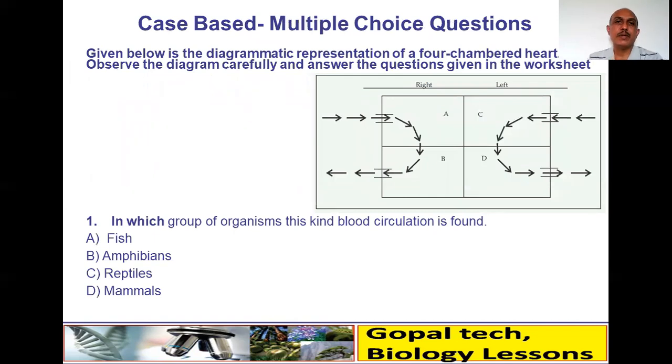Now come to the case-based multiple choice questions. Given below is the diagram representing the four heart chambers A, B, C, D, right side, left side, and the arrow marks indicate the direction of blood flow. Now based on this diagram, read and answer the questions, find the correct option A, B, C, D by pausing the video. First one is, in which group of organisms is this kind of circulation found? Fish, amphibians, reptiles, and mammals. Pause the video, write the answer, check it. So the correct answer is mammals.